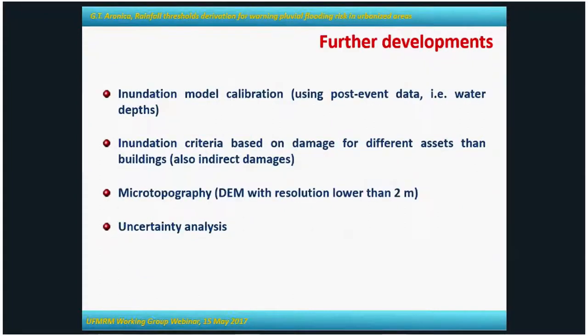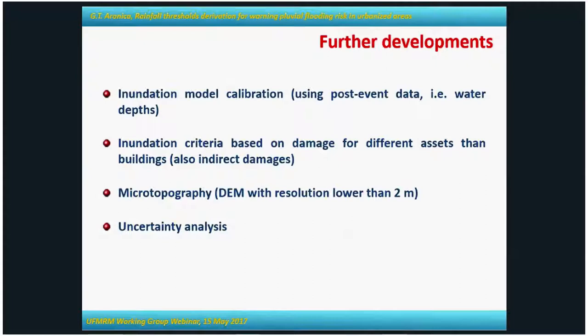Of course, this is work in progress, not finished. There are further developments. First of all, the inundation model should be calibrated. The calibration is devoted to the roughness coefficient we use for the hydrodynamic simulation. In this case, we use a single value for each area, a classical value from literature, 0.02 Manning coefficient. But the best thing to do would be to calibrate the model using observed data like water depth, for instance. The inundation criteria in this first analysis was based only on residential buildings, but of course you should also consider other assets like touristic, industrial, commercial, and also indirect damages.